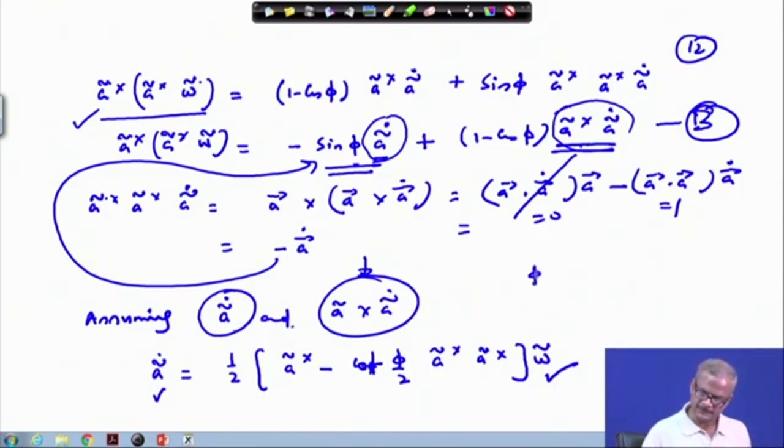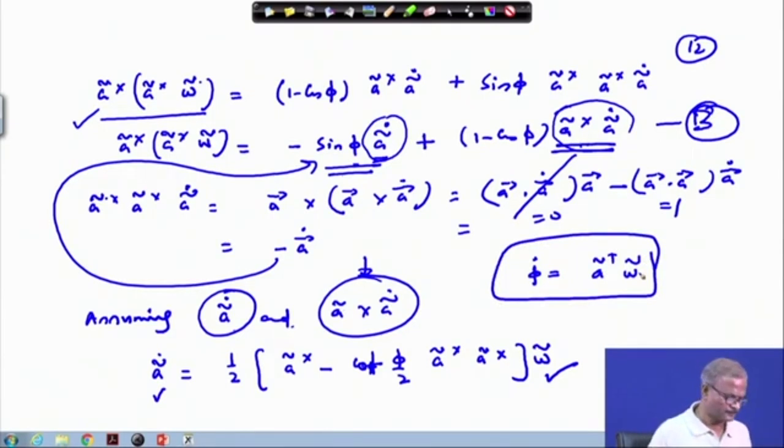And phi dot will turn out to be a tilde transpose times omega tilde. This already we have done. Because omega is known, if we pre multiply by a transpose, this gets reduced to phi dot. This previously we have proved, so we are not repeating it here again. So, this is another important conclusion. This can be utilized for reducing the quaternions or the Euler rates to a compact format, which is very useful. So, we will continue in the next lecture. Thank you.